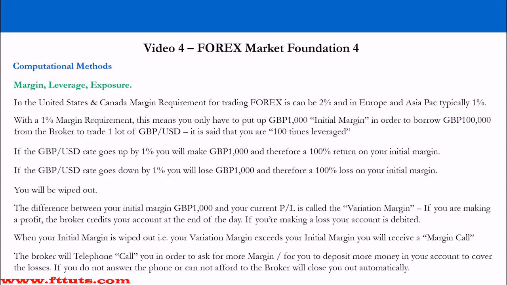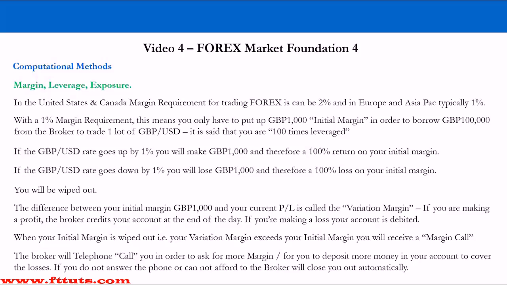So you'll be wiped out and you'll get what's termed as a margin call. And we looked at this earlier. The difference between your initial margin and your current P&L is the variation margin, and the margin call is what you receive when you're wiped out and you have to put in more margin to your account to pay for the losses.